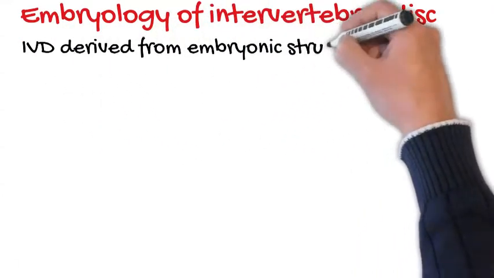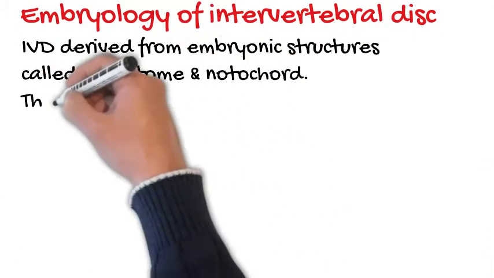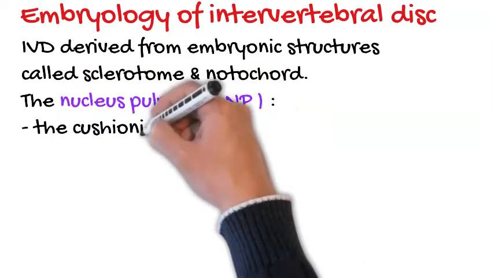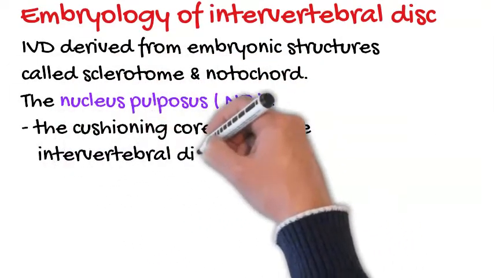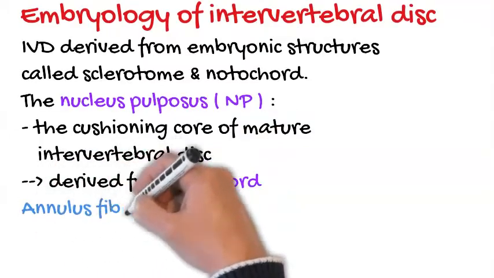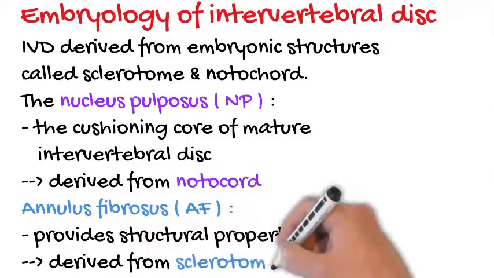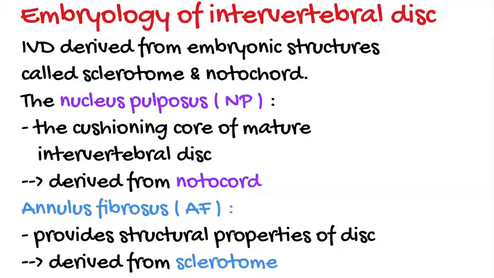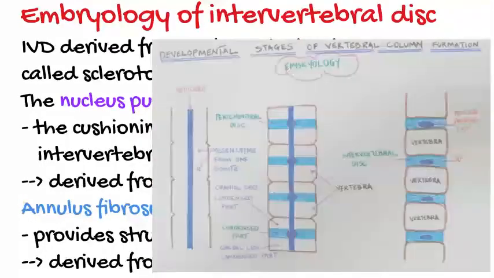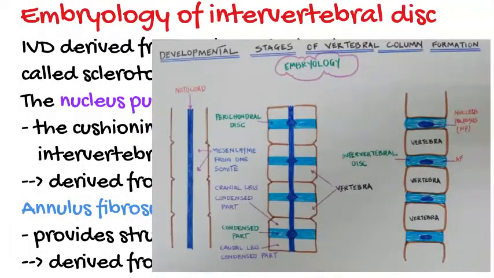Regarding embryology of the intervertebral disc, the intervertebral disc is derived from embryonic structures called the sclerotome and notochord. The nucleus pulposus, the cushioning core of the mature intervertebral disc, is derived from the notochord, while the annulus fibrosus, which provides the structural properties of the disc, is derived from the sclerotome.